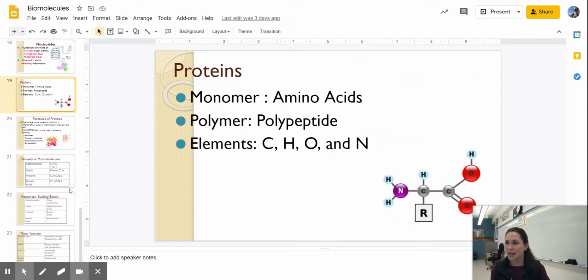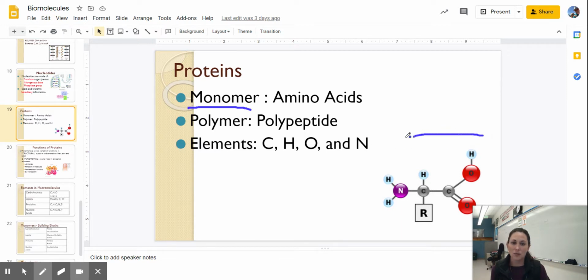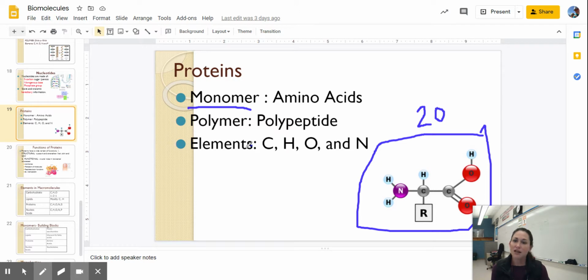All right, our last one for today are proteins. Now, we've already talked about proteins. We've done a couple of labs with proteins. But just to reiterate, the monomer of a protein is an amino acid, and there's a picture over here of an amino acid. There are essentially 20 different amino acids that all look a little bit different. They link together to form a protein or a polypeptide, and these polypeptides have all kinds of functions in our bodies, which we'll talk about.